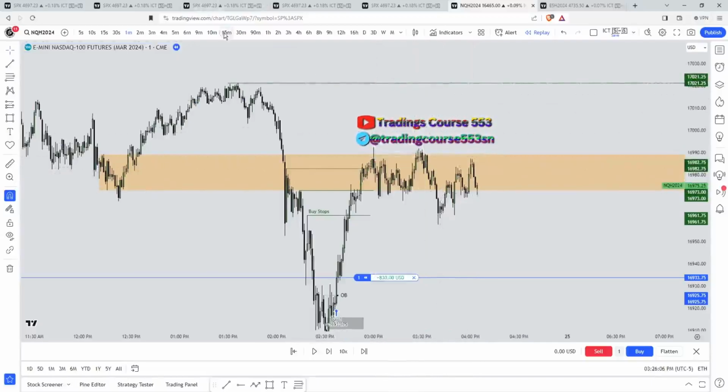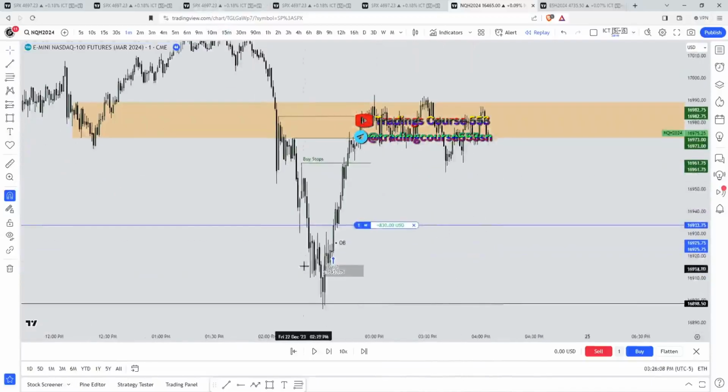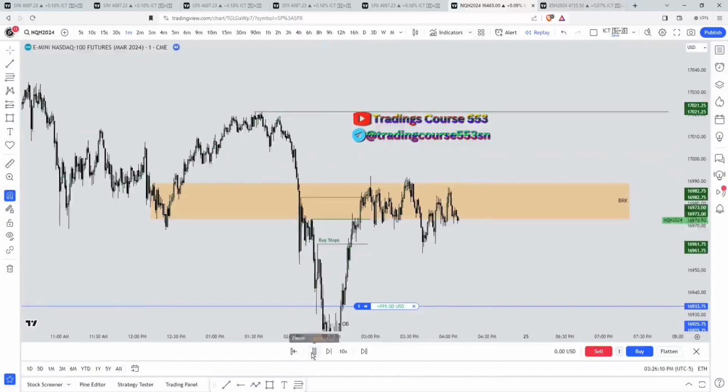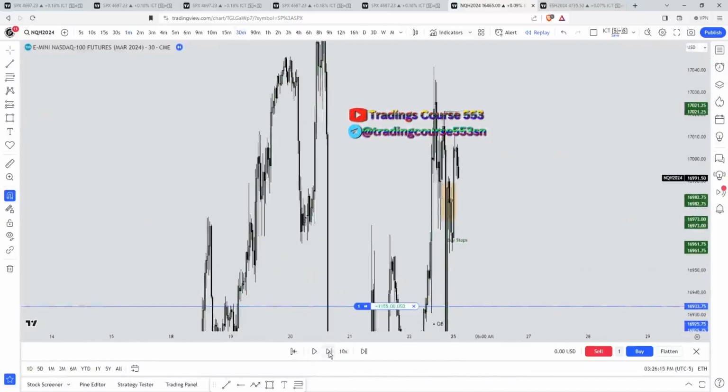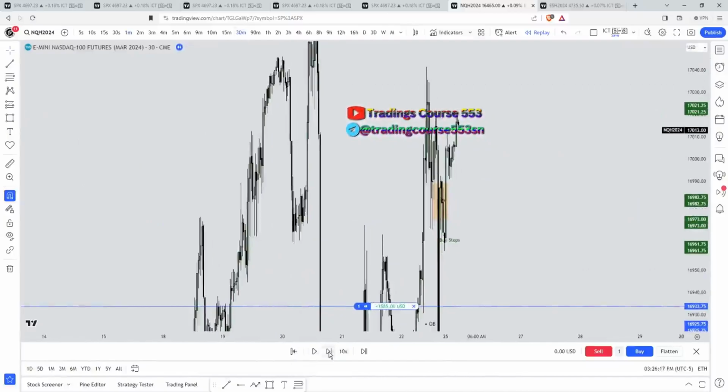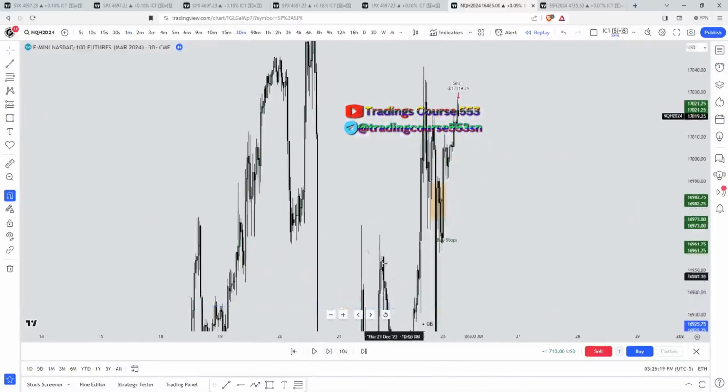If we just let this play out in here, from that 1 minute change in state of delivery, I'll skip ahead on the 30-minute time frame. We would be holding for that buy side to get hit, and it just gets hit right there.